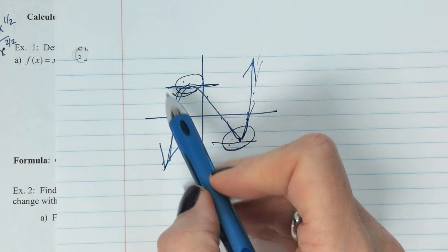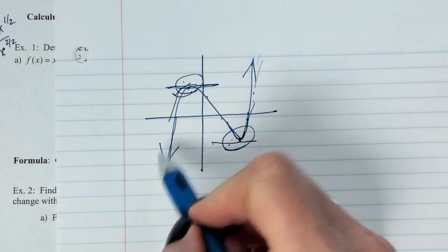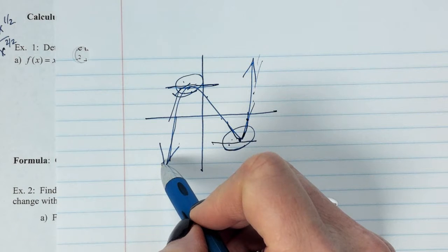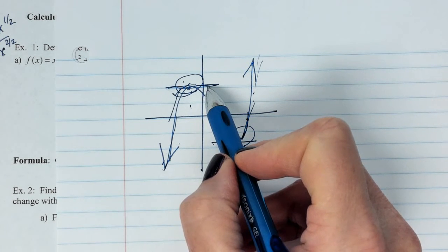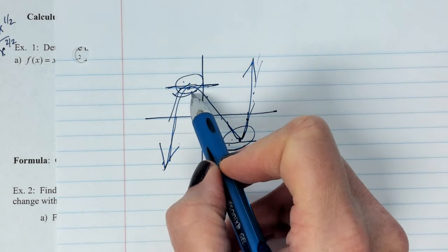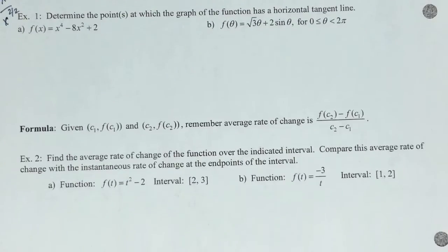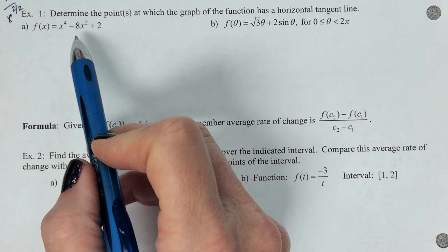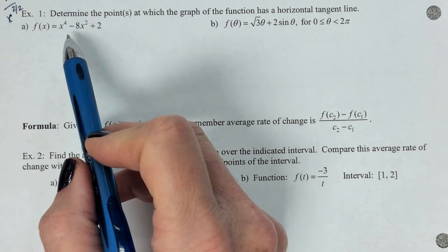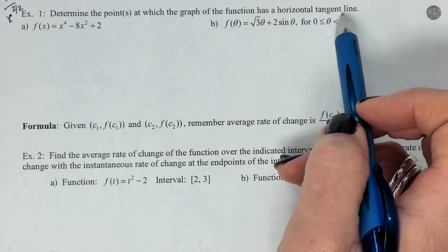Is there anything you know about these points? Yeah, Casey? Right. The slope of that horizontal line has to be 0. What have we been working with that tells us slope? The derivative, correct. So then how are we going to do this? We're going to take the derivative, and then what would we set it equal to? 0, right. That's how we're going to find where we have a horizontal tangent line.